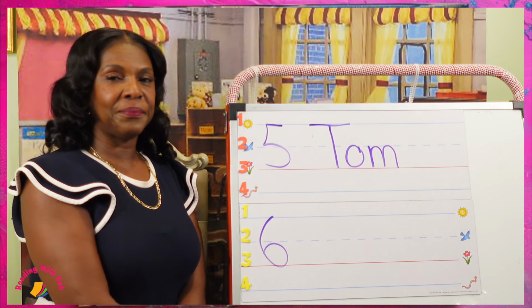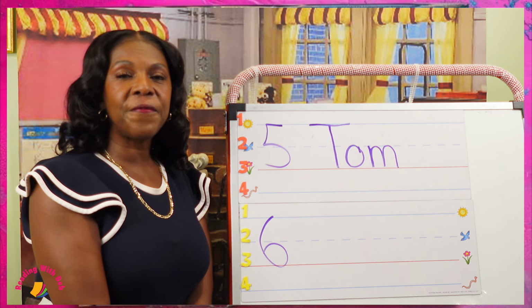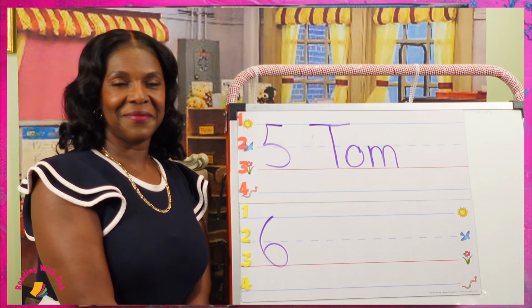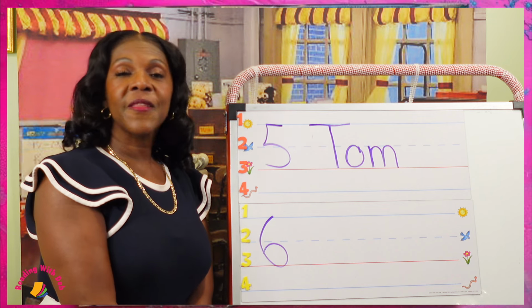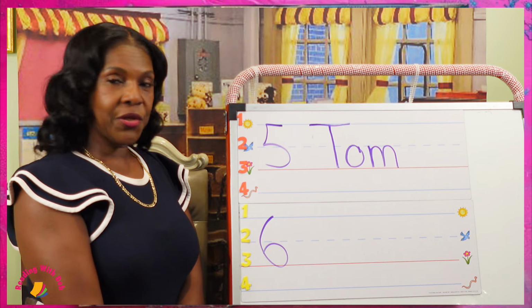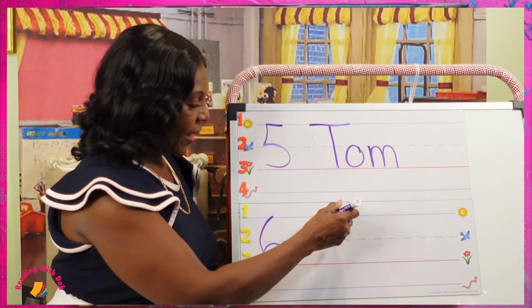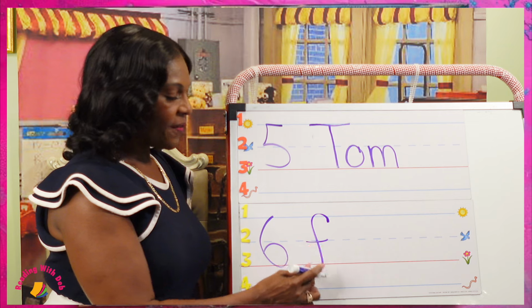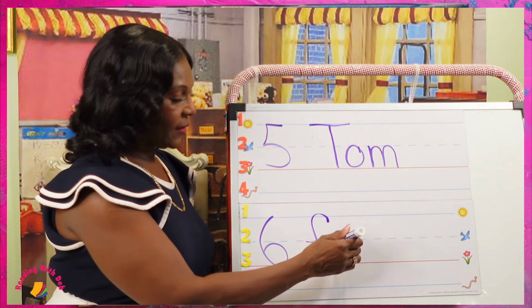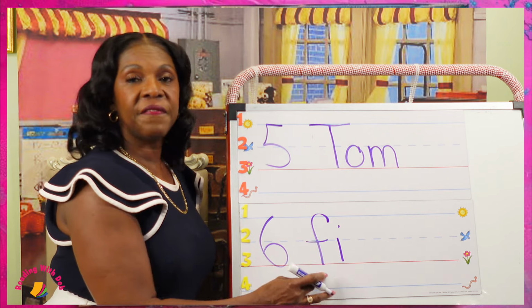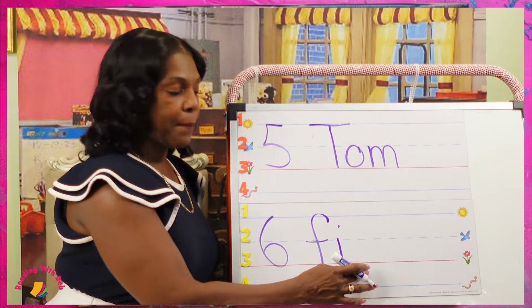Fib. Fib. I know what makes that sound. That is the letter F. Fib. That's the vowel I. Fib. B. How do we spell fib? F-I-B. Fib.